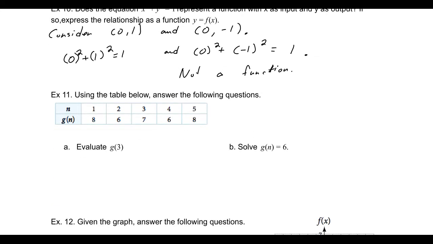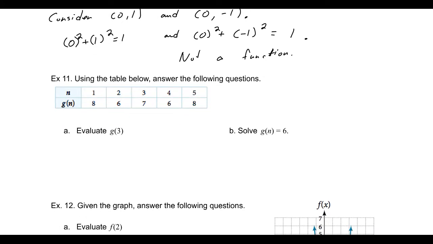Using this table below, answer these questions. Evaluate g of 3. That implies that 3 is our input. From an input of 3, we get an output of 7. So g of 3 equals 7.